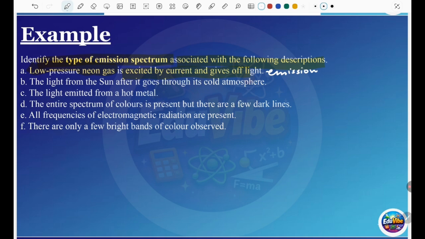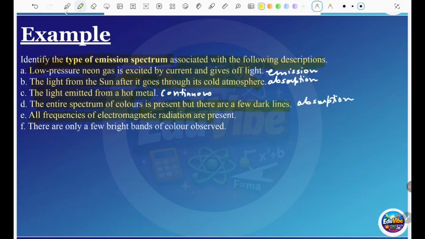Next, the light from the sun after it goes through a cold atmosphere. The sun gives white light, which goes through the cold atmosphere, so we are discussing the absorption spectrum. Next, the light emitted from a hot metal. When light is emitted from a hot metal, we are talking about a continuous spectrum. Next, the entire spectrum of colors is present, but there are a few dark lines. We have an entire spectrum with a few dark lines, which means we have an absorption spectrum.